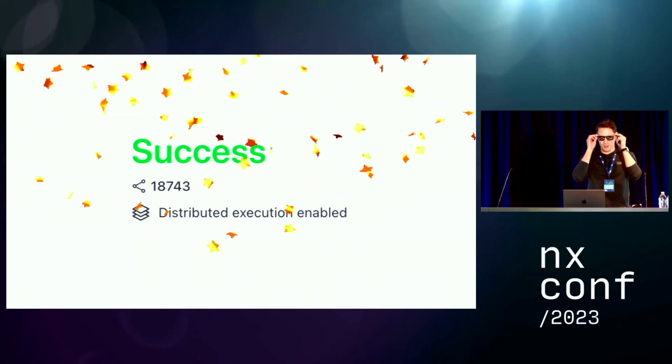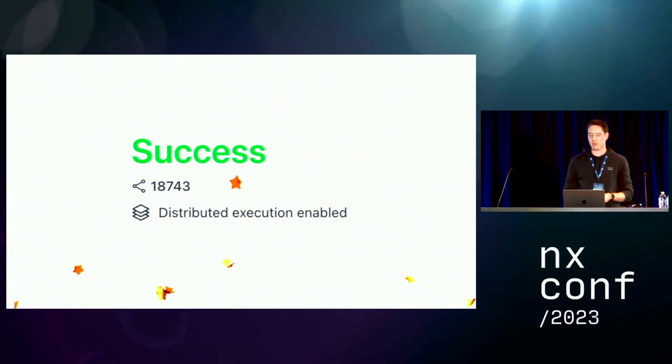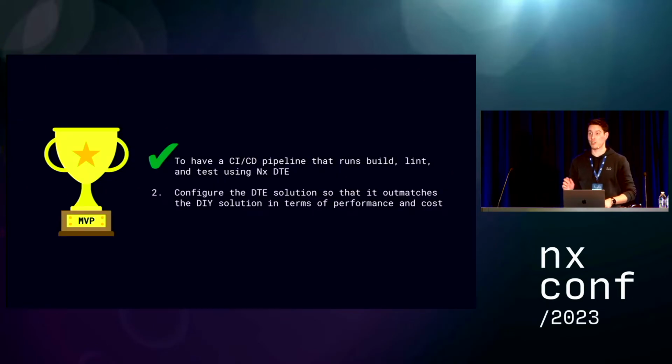That was part 1 of our MVP goal, to have a CI/CD pipeline that runs build, lint, and test using Nx DTE. However, we were not done yet. There's still some time left in our trial, and so we use this time to focus on part 2 of our MVP goal. Configure the DTE solution so that it outmatches the DIY solution in terms of performance and cost. In this time, we were able to make 2 optimizations.